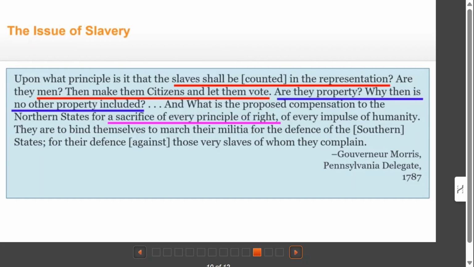Morris's plea made little difference. Out of the 55 delegates, 17 owned around 1,400 enslaved people, which was essential to their wealth. The convention moved from how states should be represented in government to whether enslaved people should be counted as part of a state's population. This would be an important factor for the power that states had in government.